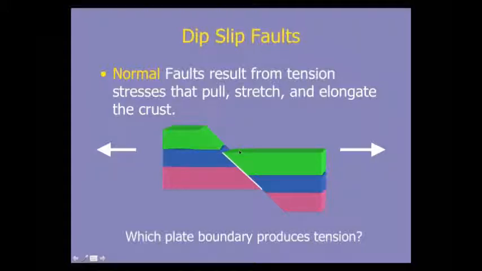And this is what's happening in divergent settings when you have rifting, and this thinning of the crust can allow hot rocks to melt because they're under less pressure, and you get lava that can pour up along these faults in some cases.